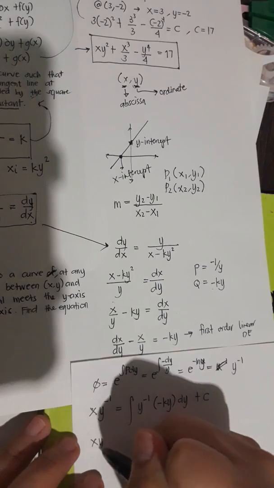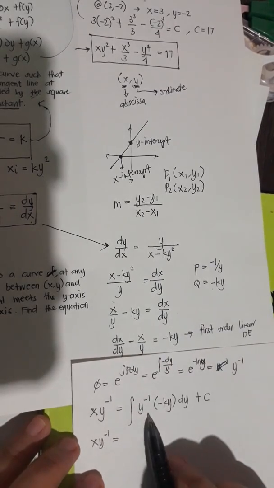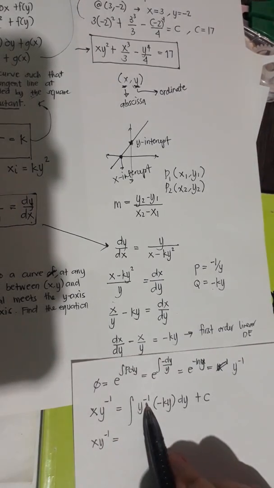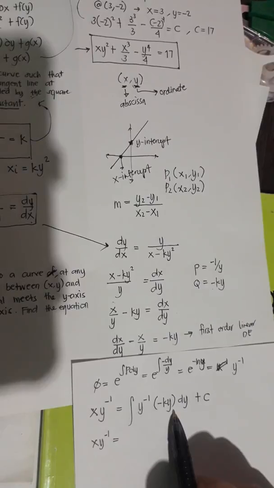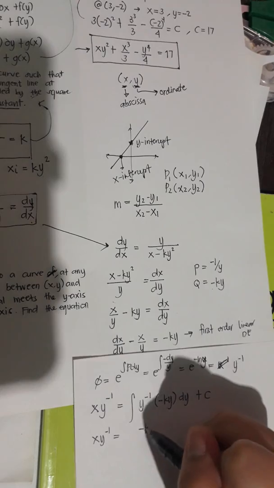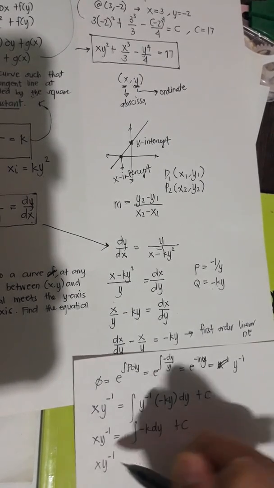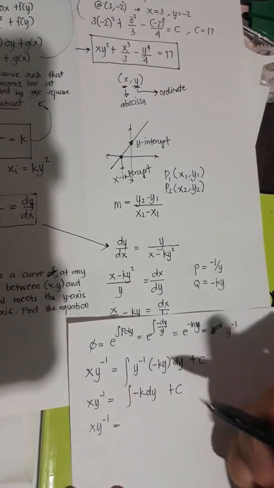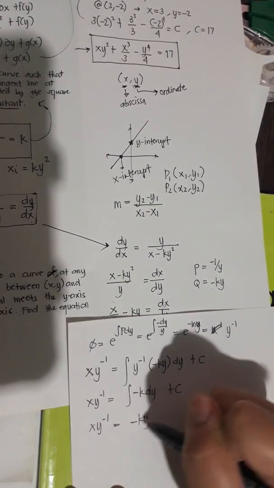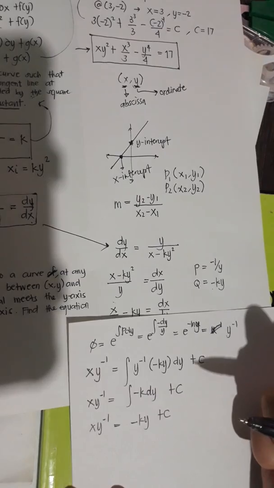Okay, so we have x, y raised to negative 1. And then y to the negative 1 times y becomes y raised to 0, or 1. So we are only left with negative k dy integral plus c. So we have x, y to the negative 1 equals negative ky plus c.